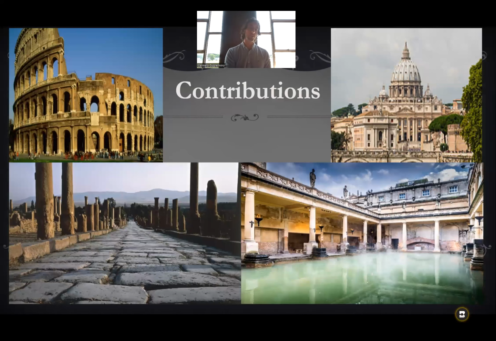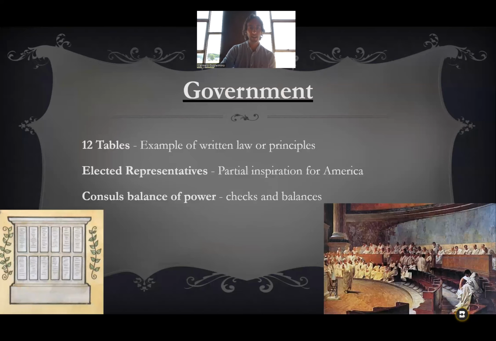Okay, now the contributions of ancient Rome, I've boiled them down to 4 major contributions. We're going to talk about them really quick. I'm going to talk about their impact on history. The first one, as we've been discussing, is government, the impact on government. Like we just said, we can see the parallels between how the founding fathers of America were deeply inspired by the structure of ancient Rome, right? So first and foremost, Rome had what was called the 12 Tables, these laws that were very much understood by the populace throughout the Republic and the Empire, that were their written laws and principles.